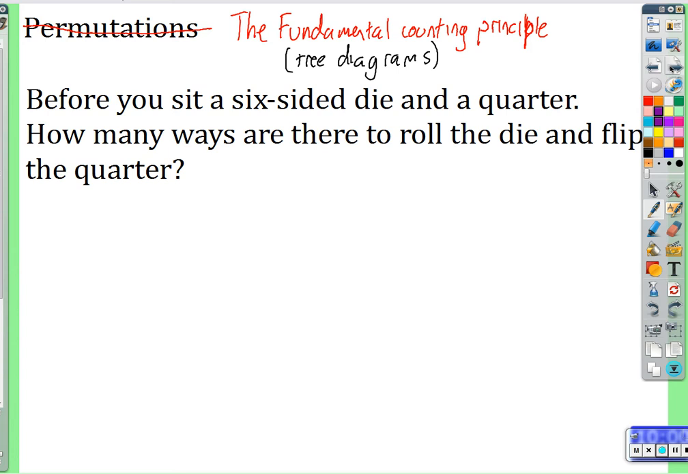Okay. We're going to use something called tree diagrams to talk about the fundamental counting principle. So imagine a six-sided die and a quarter right next to each other. You're going to roll the die, and then you're going to flip the quarter, okay? So what could possibly be an outcome? Well, you roll a 2, and you get heads, right? That's one possible outcome.